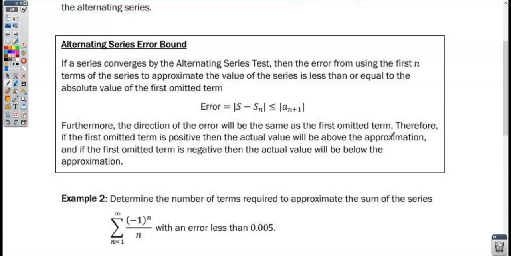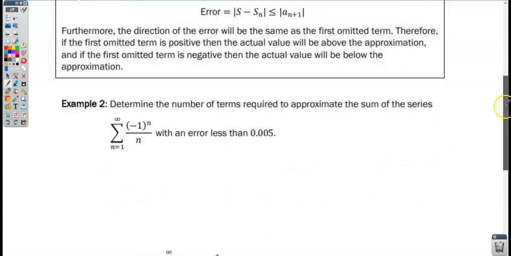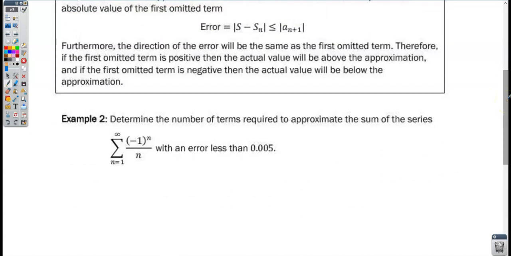The error is always smaller than the next term, and the actual value is always in the same direction as that next term. So let's go ahead and, in the rest of this video and maybe into a next video, do some alternating series error bound examples.